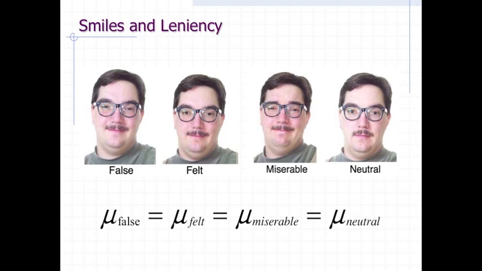We will use the Smiles and Leniency case study as our main example of how to conduct a one-factor between subjects ANOVA. In this study, there were 4 conditions with 34 subjects in each condition. There was 1 score per subject. In the Smiles and Leniency study, the null hypothesis is mu false equals mu felt equals mu miserable equals mu neutral.